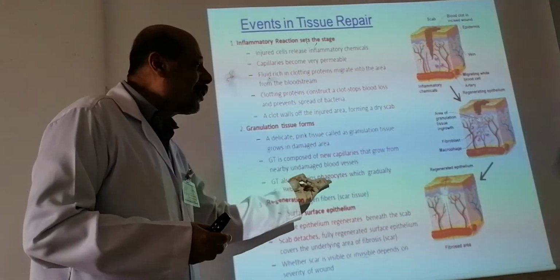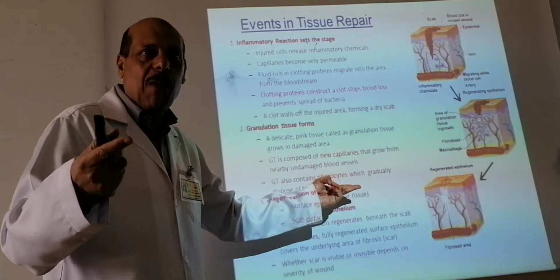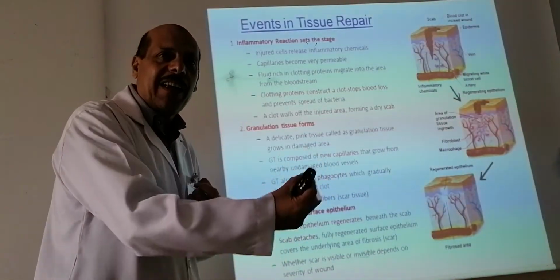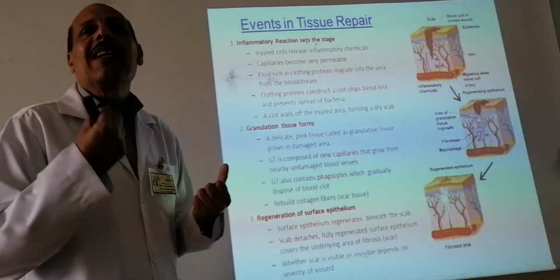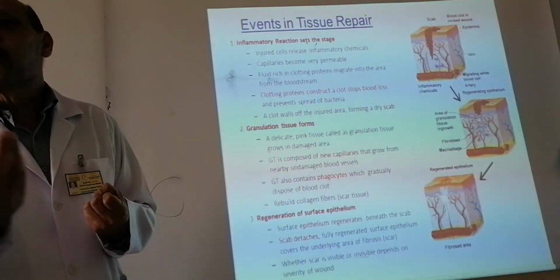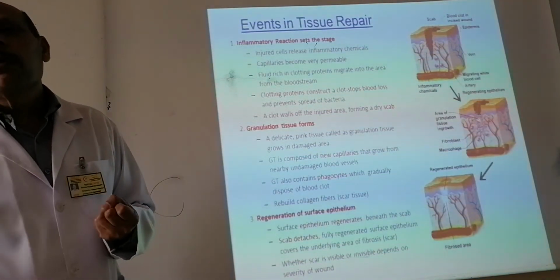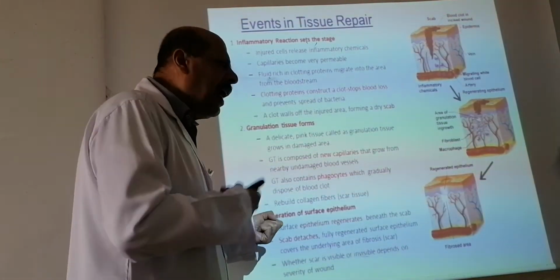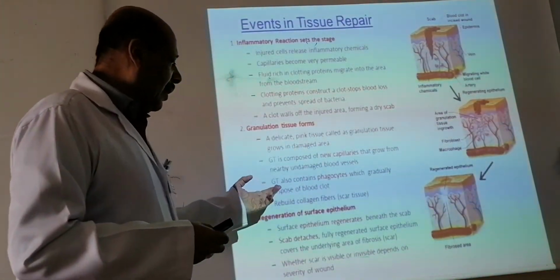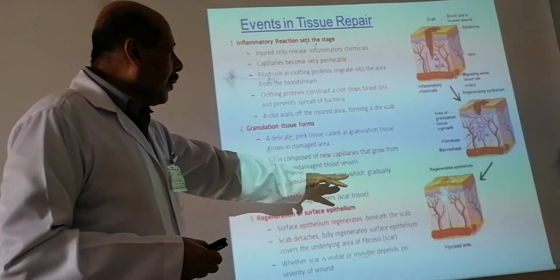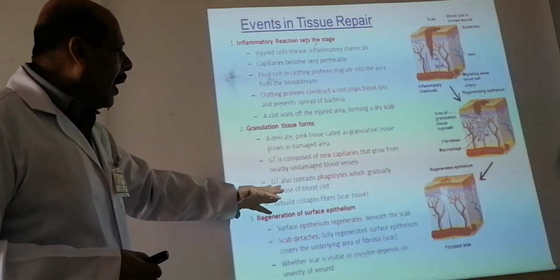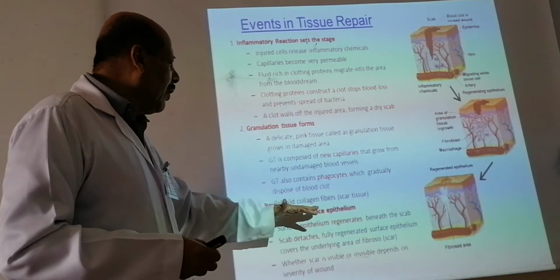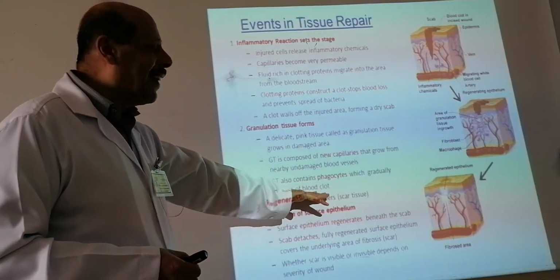So phagocyte, which is from the white blood cells, will migrate there and act on the dead tissue in order to remove it from the area. And if bacteria is there also, the phagocyte will act on it, and it also gradually disposes of the blood clot.